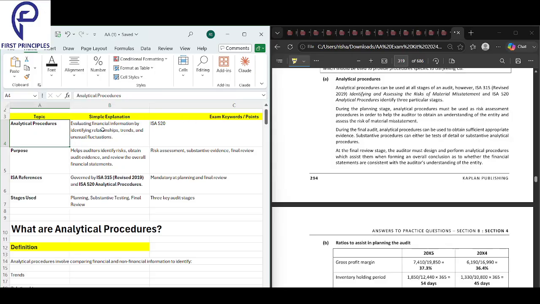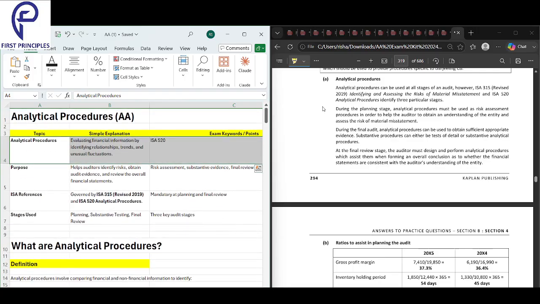What do you do here? We evaluate the financial information by identifying relationships, trends, and unusual fluctuations. So you look into relationships, you look into trends, you look into unusual fluctuations. That is called analytical procedures. We do a lot of comparisons. Whenever we talk about analytical procedures, there are a lot of comparisons involved. Okay, so that is the first topic here.